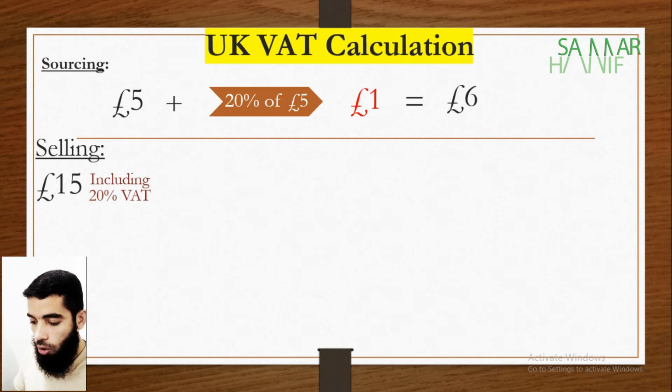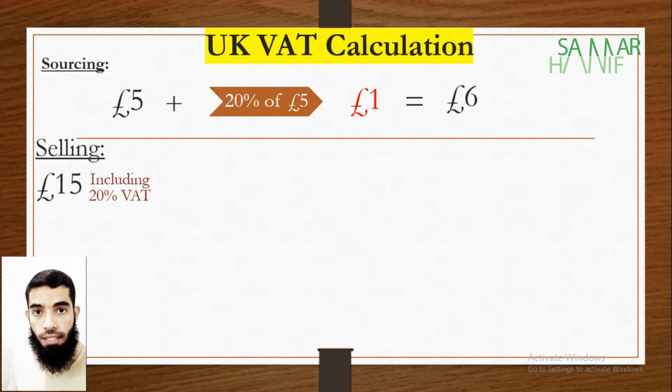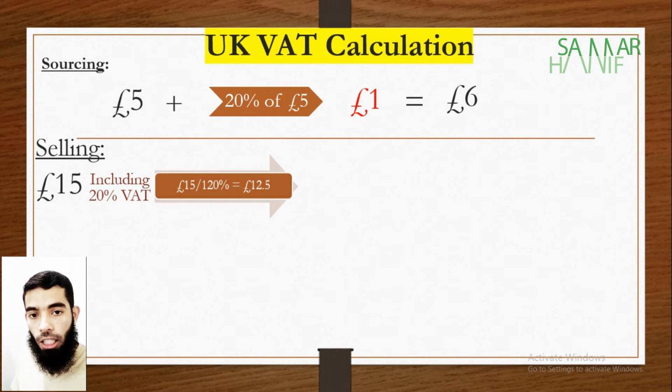Now on Amazon, all the prices shown to the customers are inclusive of VAT, which means Amazon collects the 20% VAT from its customers on your behalf, and you are responsible to report it to the HMRC later. If you wish to know the price without the VAT included, simply divide the Amazon selling price by 120%.